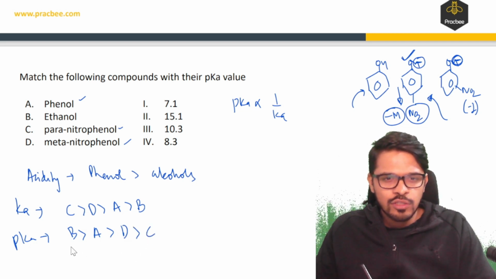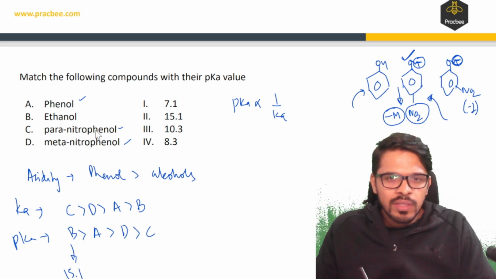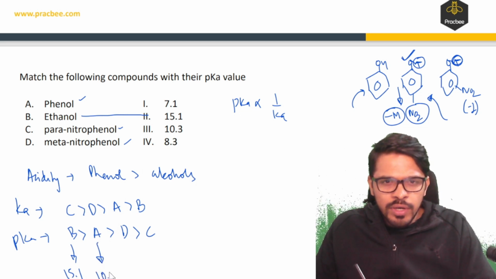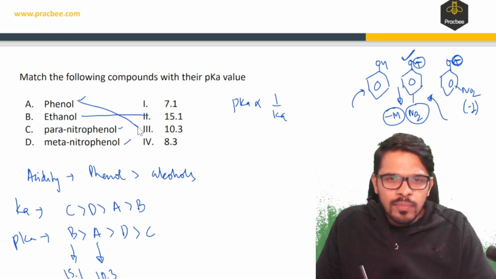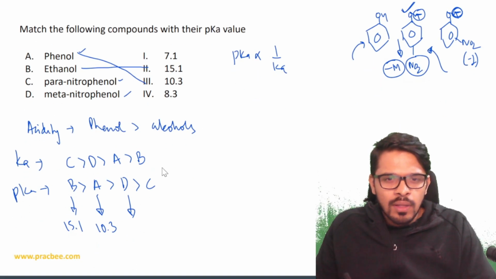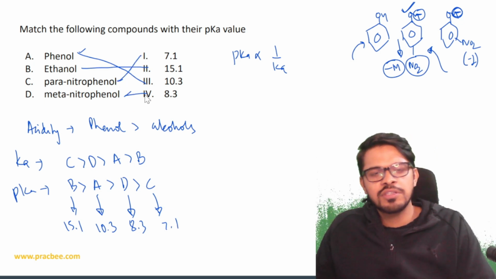So the highest value is 15.1. I think B has to be matched with 15.1. Then A would be 10.3. Then D would be 8.3 and then C would be 7.1. So this is matched in this fashion.